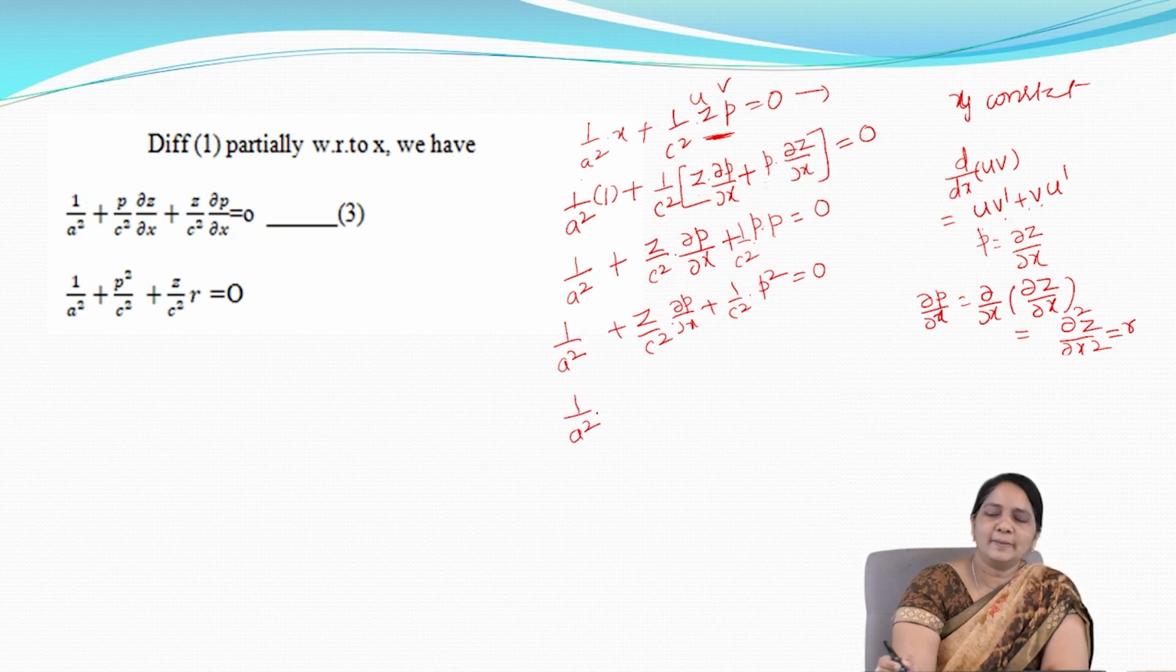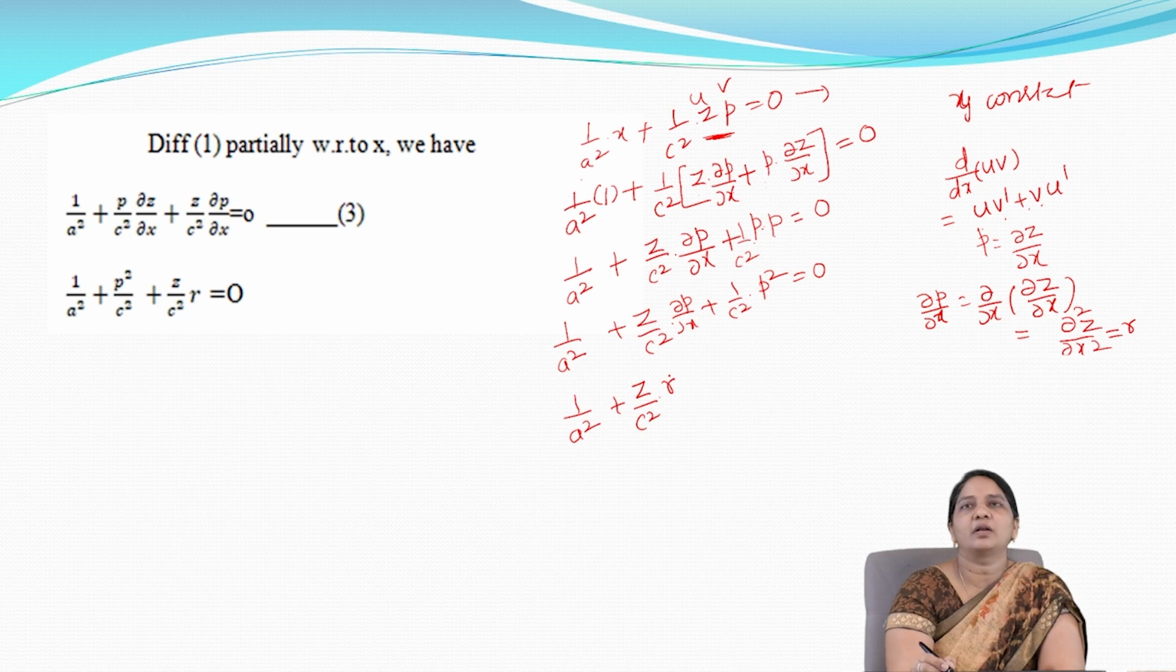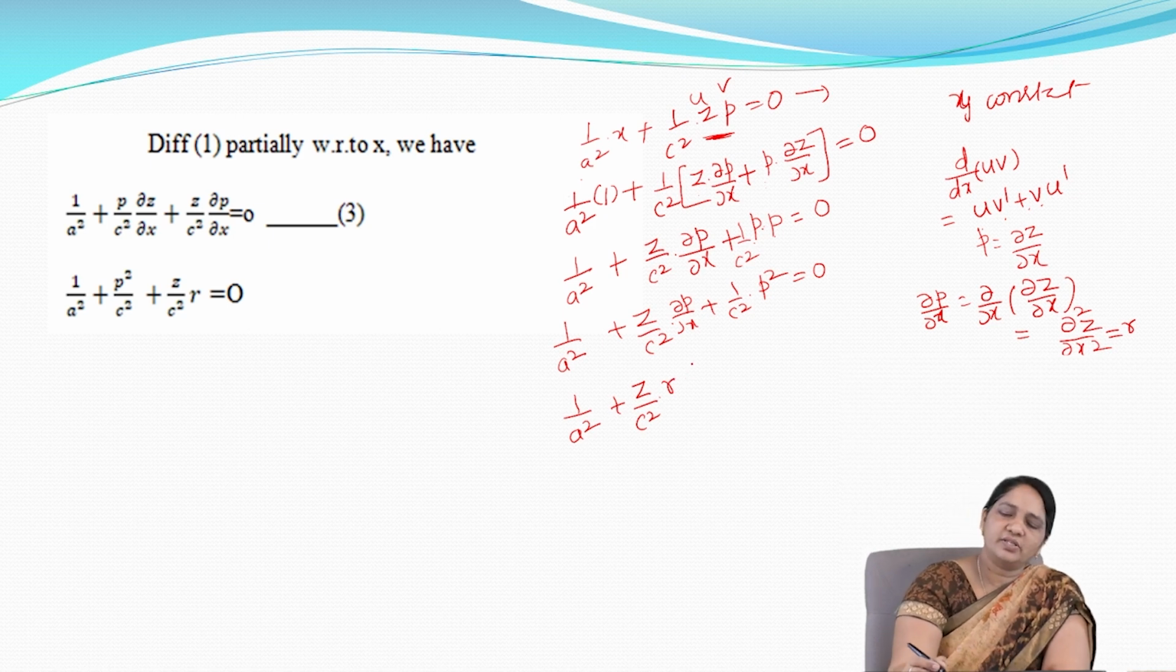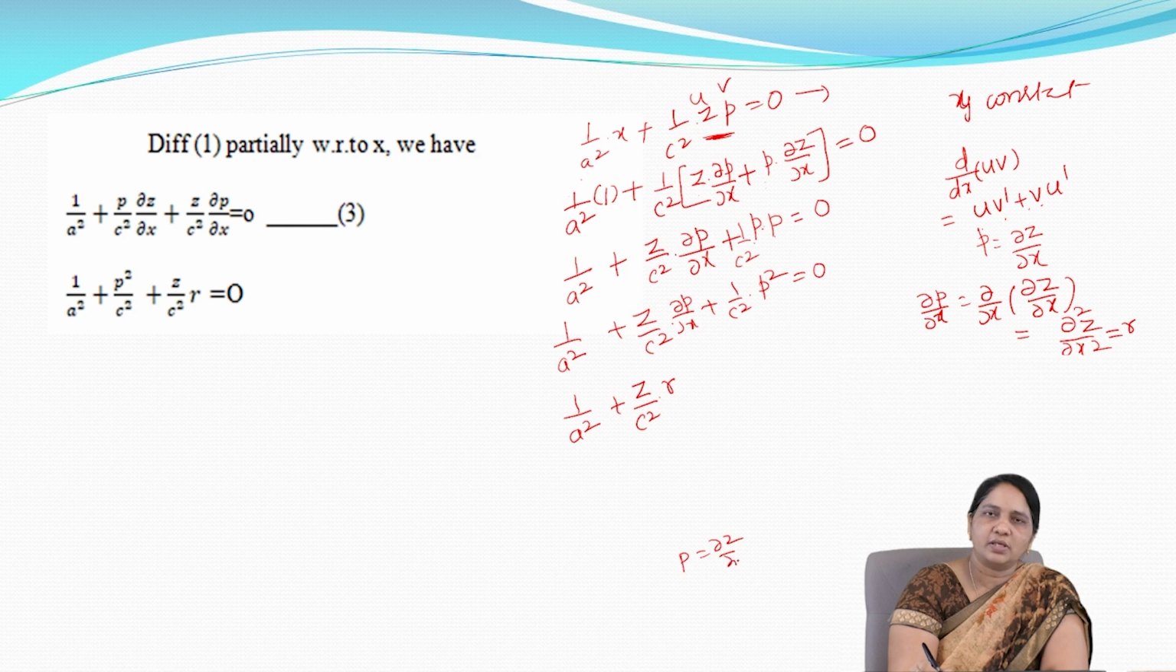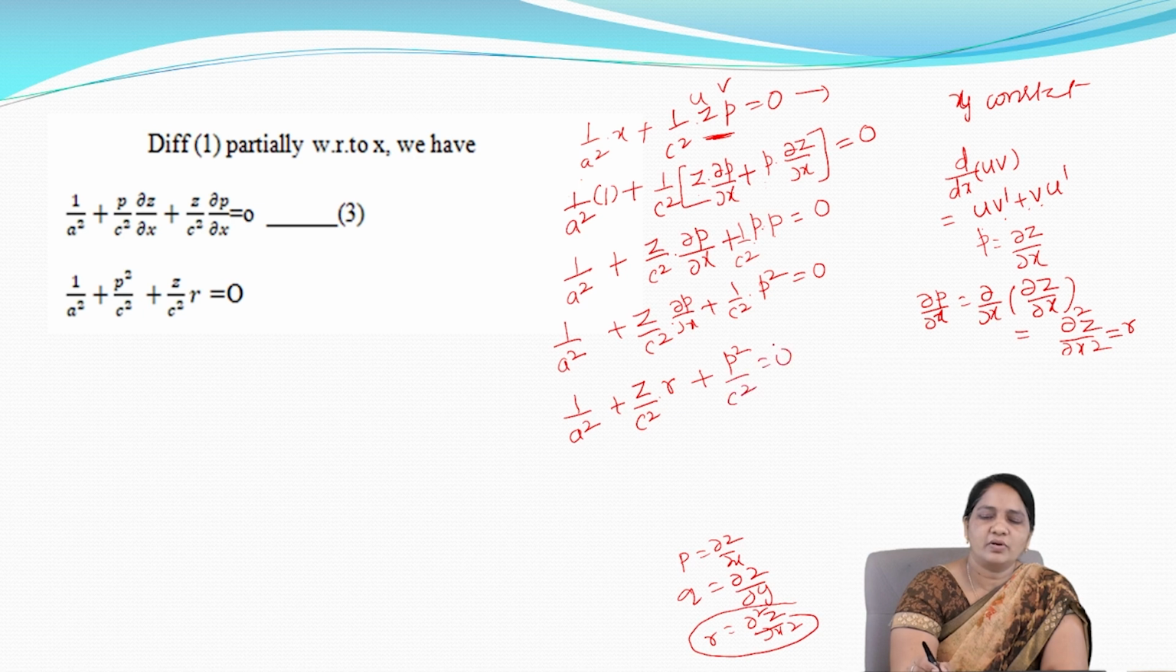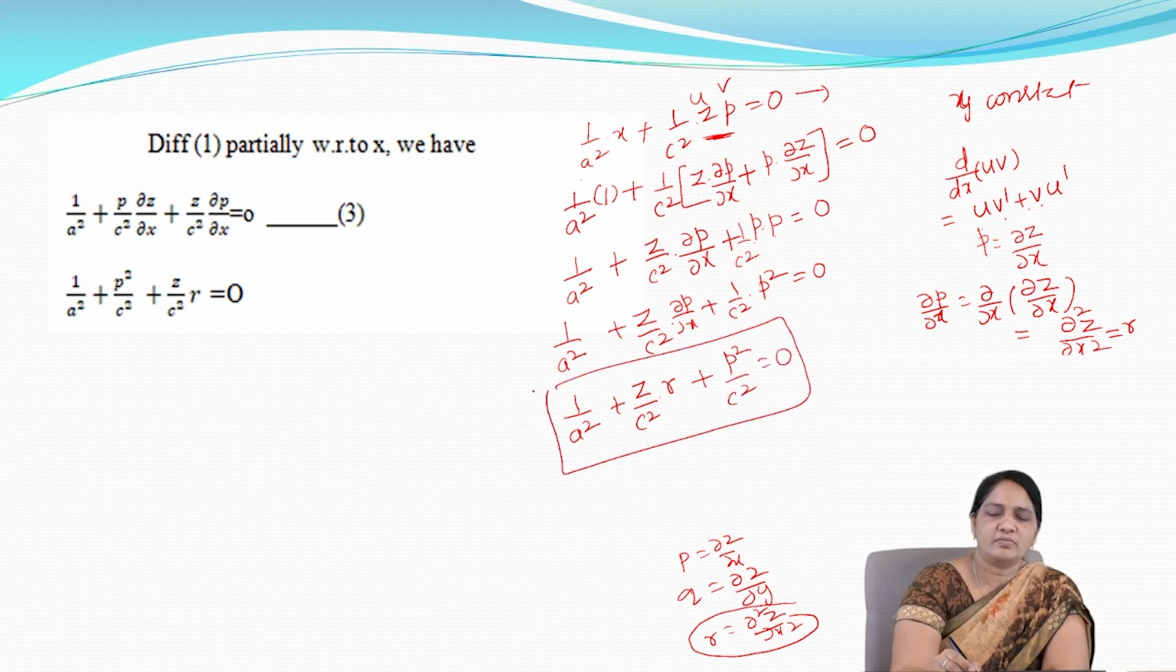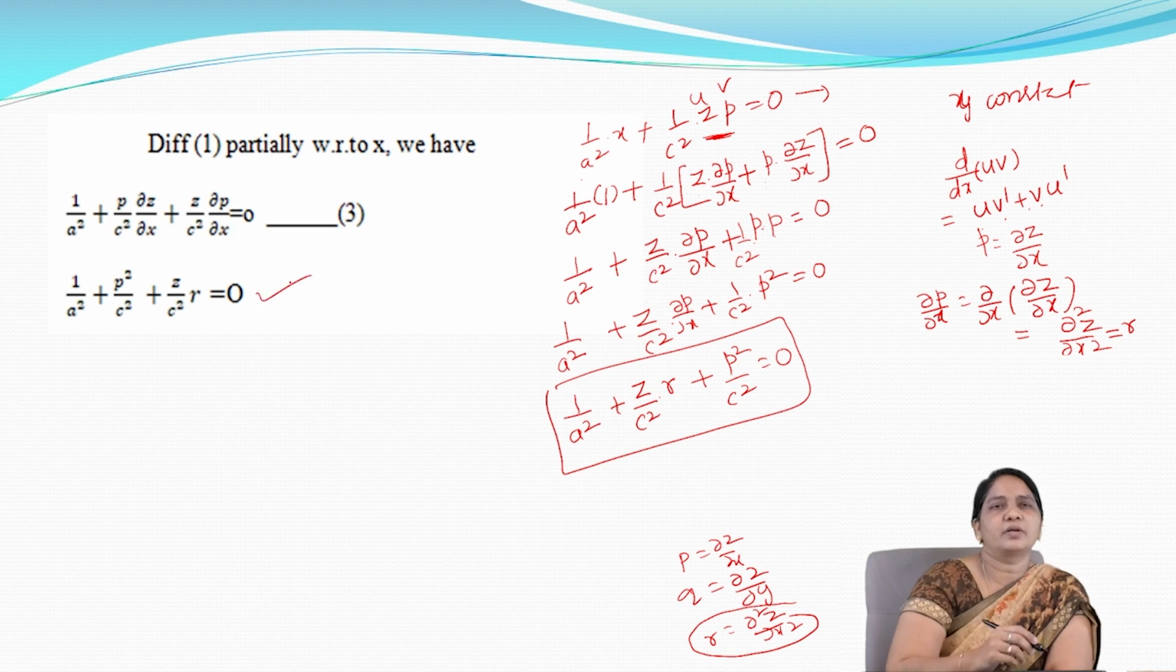So 1 by a square plus z by c square into dou p by dou x, which is r. So already we know the notation: p equal to dou z by dou x, q equal to dou z by dou y, and r equal to dou square z by dou x square. According to this notation, I am replacing r here. So z into r by c square plus p square by c square equal to 0. That is the equation here.